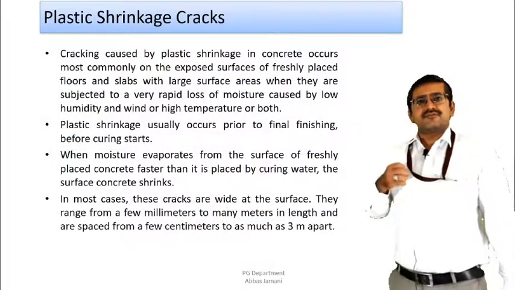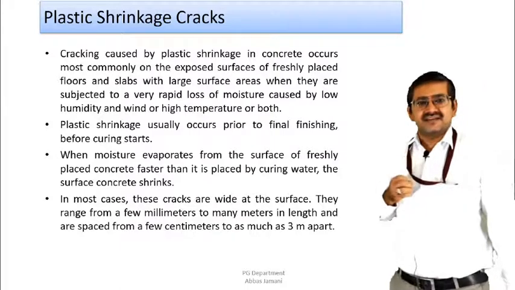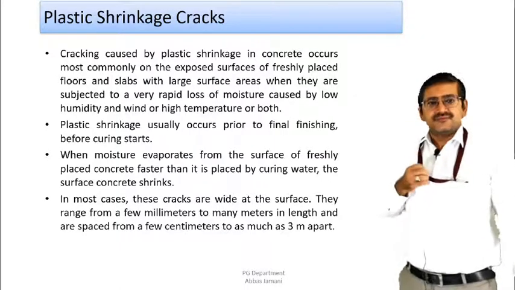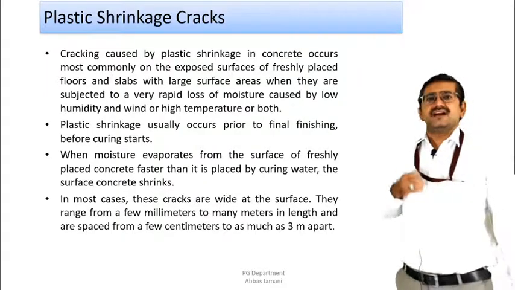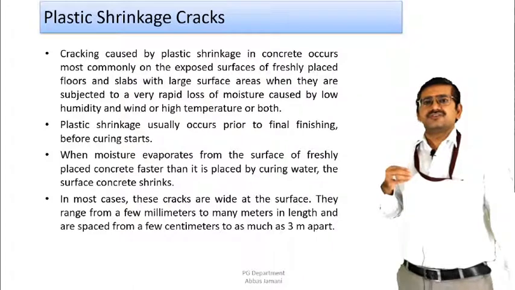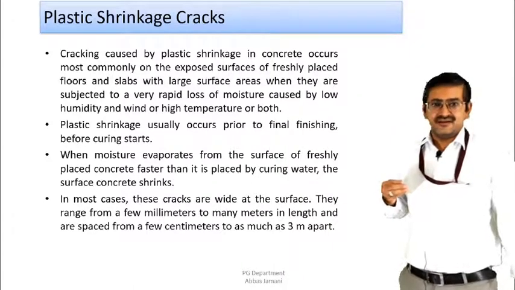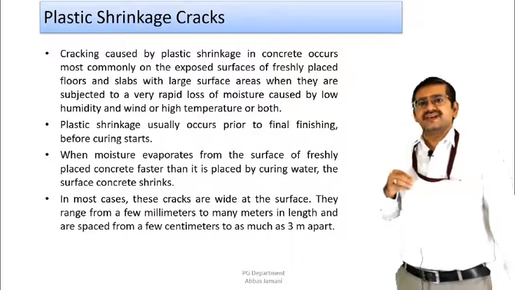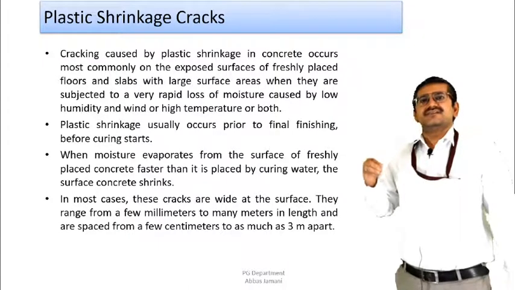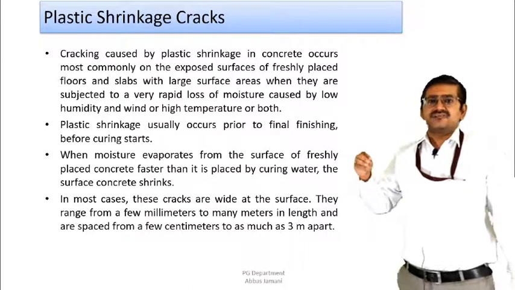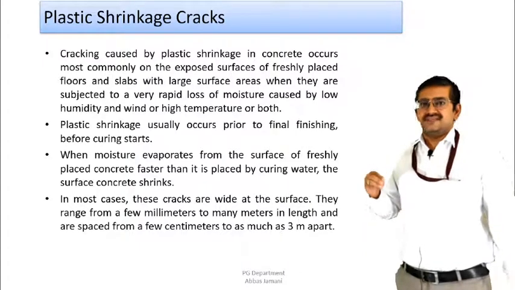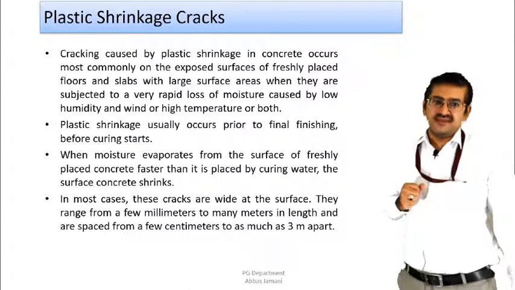Right. So plastic shrinkage cracks are the cracks caused in concrete, most commonly on the exposed surfaces, that is, large surfaces of slabs, where the movement of moisture is going to take place over a period of time. After the freshly placed concrete is placed, some kind of moisture movement may take place, and as a result of this moisture movement from the surface of the slab, plastic shrinkage cracks may be initiated.